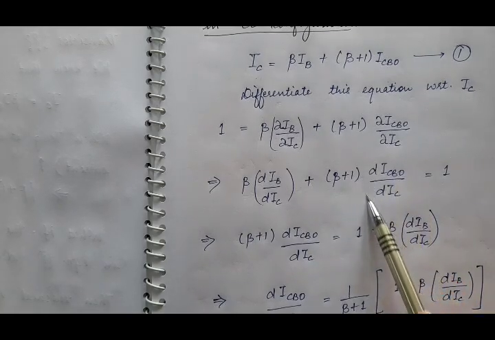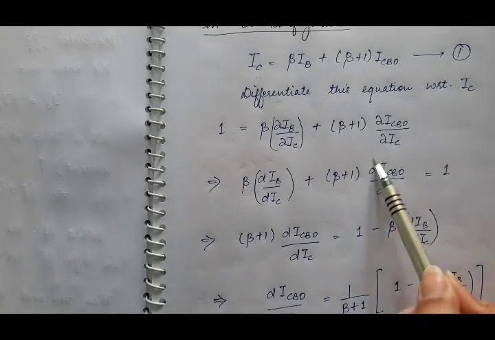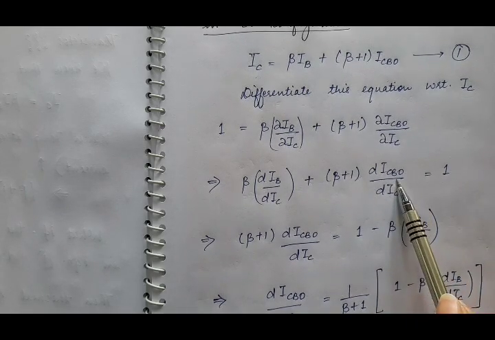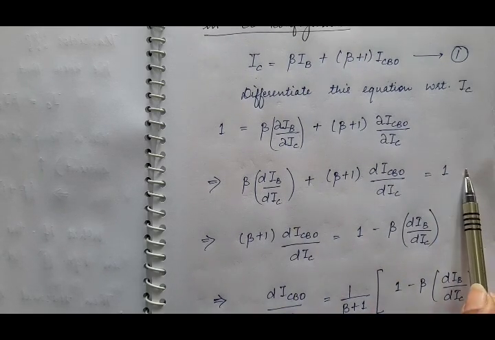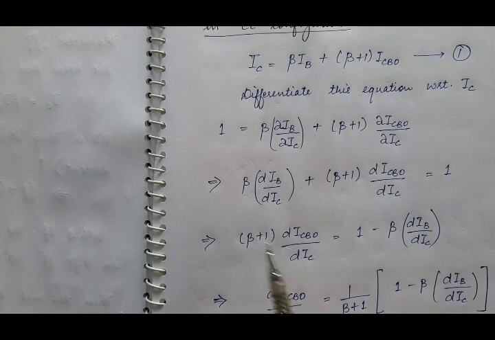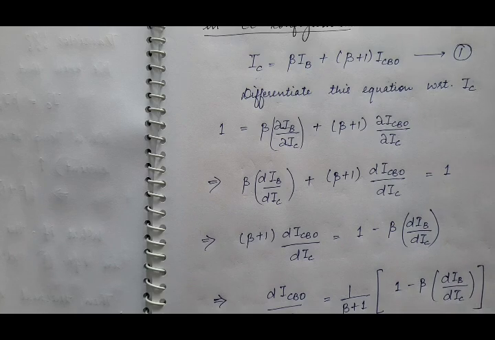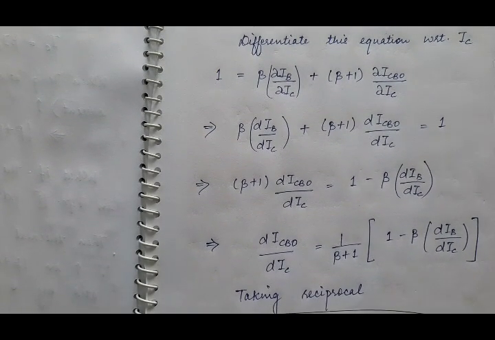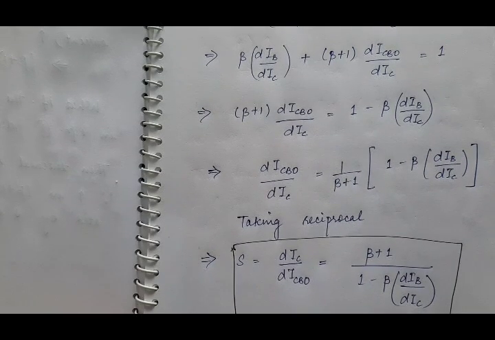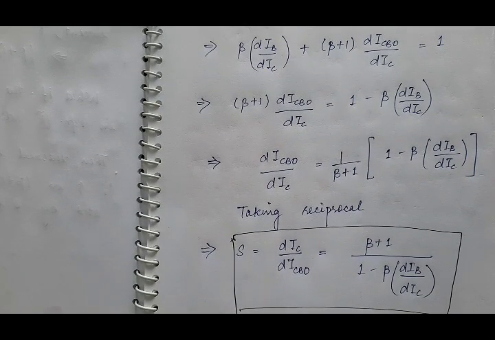Now we have to find the value of this term, because it is directly related to the stability factor. It is the reciprocal of the stability factor. So we need to find the value of this. So move this term to this side, you will get this. Then move this beta plus 1 to the other side, it will be divided on the other side. And what is the formula of stability factor? It is the reciprocal of this. So taking the reciprocal of this whole equation, you will get this expression. So this is the general expression of stability factor in case of common emitter configuration.